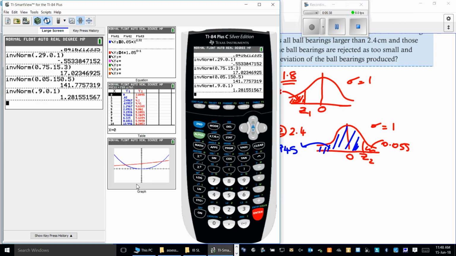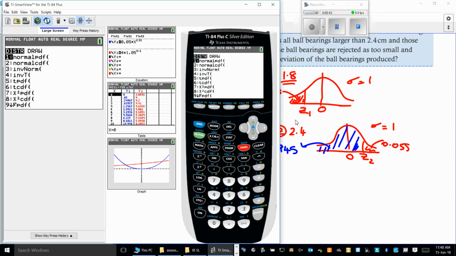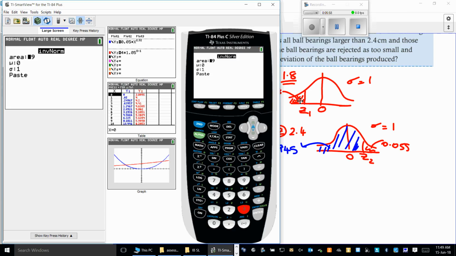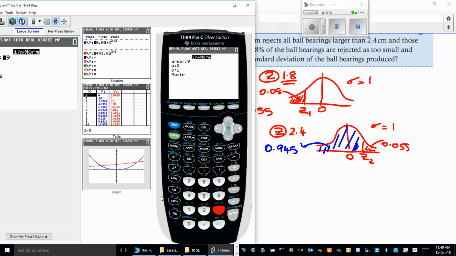Let's put all this in the calculator. We're going to do the top one first, finding z1. So what do we do? Inverse. What was my area here? 0.08. Before we do this, let's check you've been paying attention. Are we getting inverse? Yes, because we've got the area. What kind of value is z1 going to be? Negative.